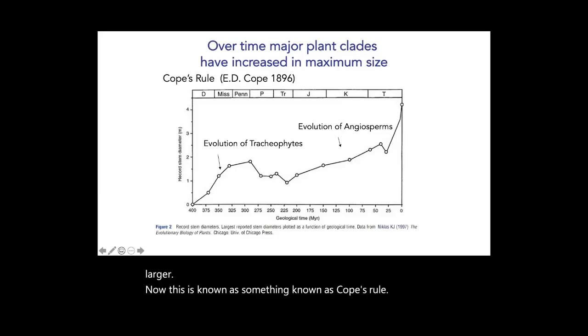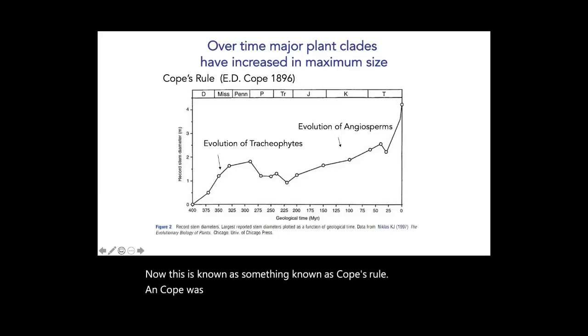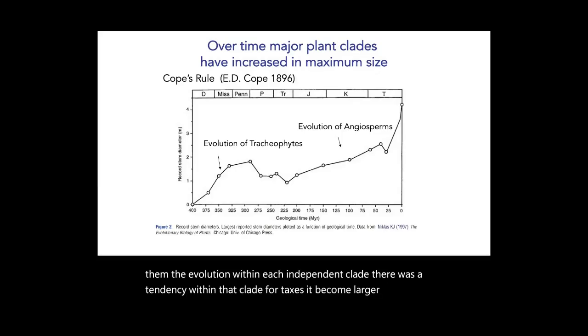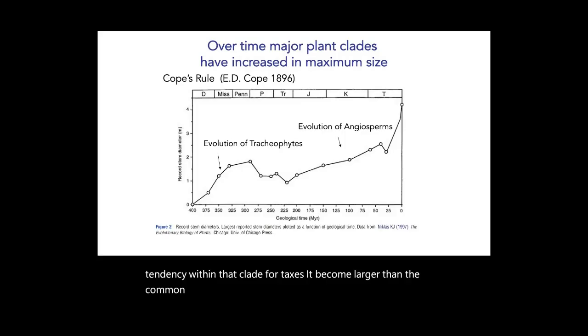And Cope was a paleontologist. He was actually a zoologist in the late 1800s. And he noted that within animals, if you track the evolution within each independent clade, there was a tendency within that clade for taxa to become larger than the common ancestor, okay? And we see that repeatedly in the fossil record in both animals, but also within plants.